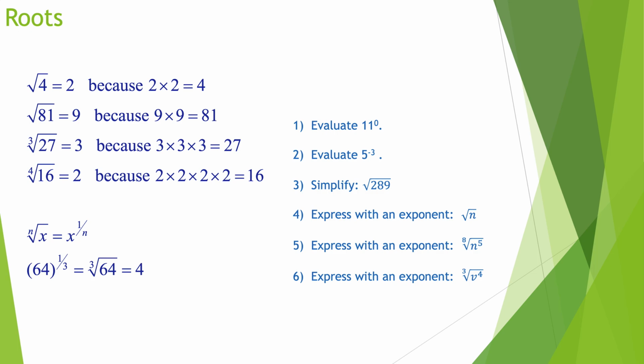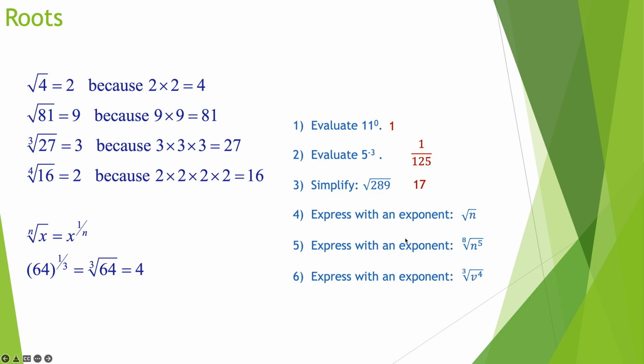Okay. So, anything to the 0 is 1. So 11 to the 0 is 1. 5 to the negative 3. Oh, negative exponent. 1 over, or reciprocal, of 5 to the 3rd, which is 125. Square root of 289. Not everybody walks around with this off the top of their head, but if you punch it into the calculator, square root of 289 is 17.